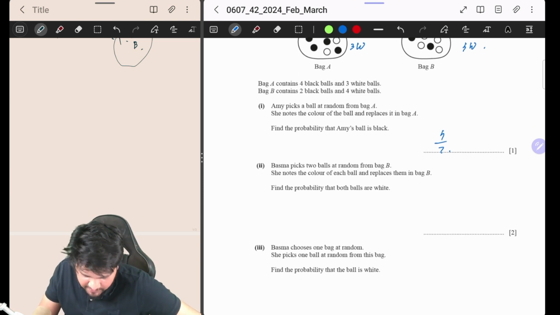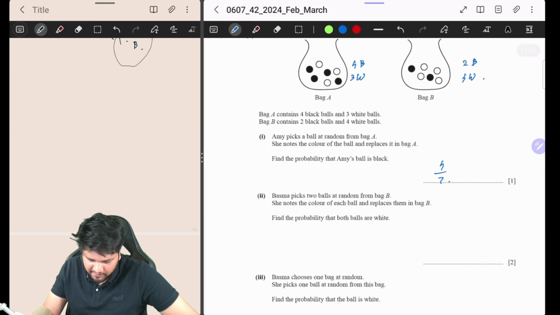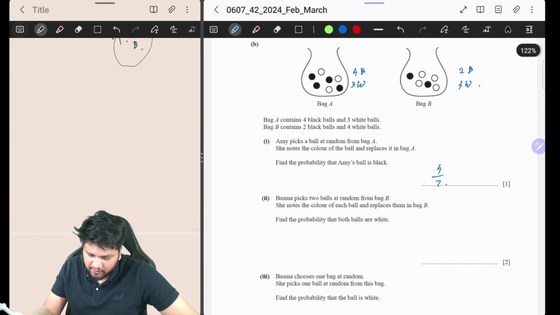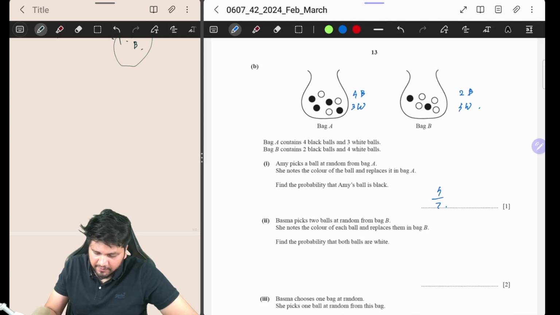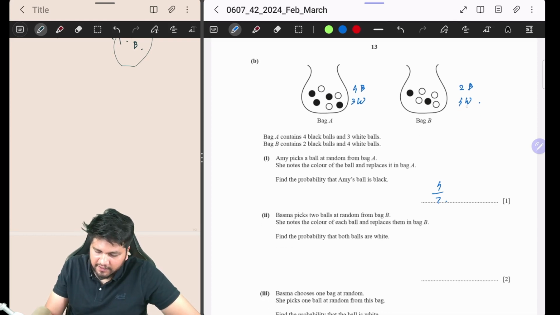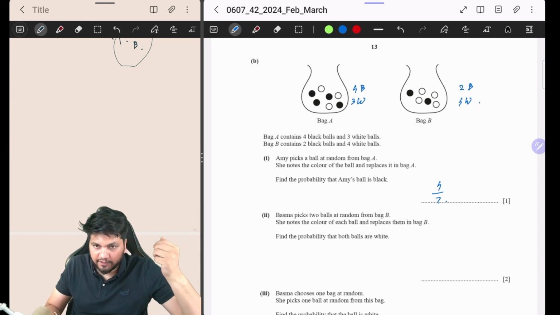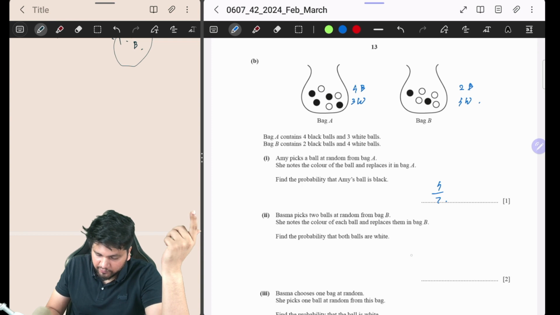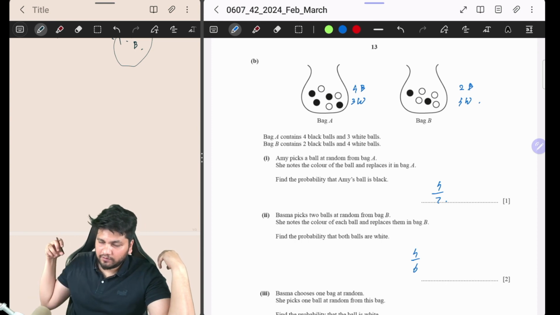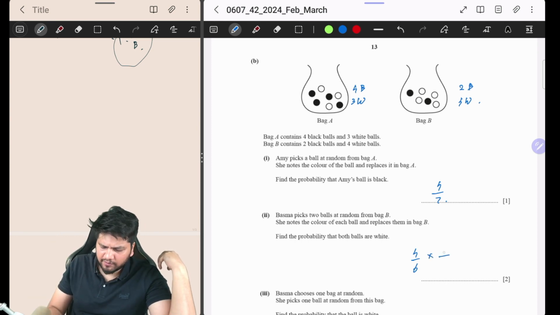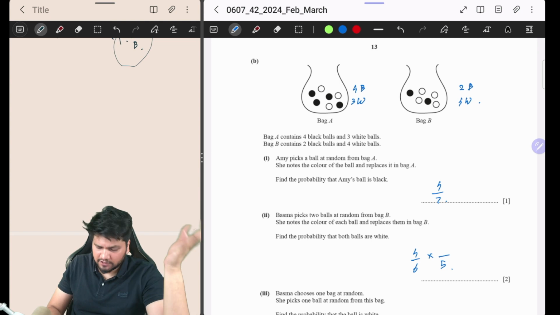So B picks 2 balls at random from bag B. She notes the color of each ball and replaces them in bag B for next scenario. Find the probability that both balls are white. So obviously there are 4 white balls, and she needs to pick both white. So what is the probability of that? That's our favorable outcome. So for the first one, it's going to be 4 by 6, right? Now I have already taken 1 white ball. Now I am taking out of 5. So always remember, in probability, solve the denominator thing. Just to let you know.